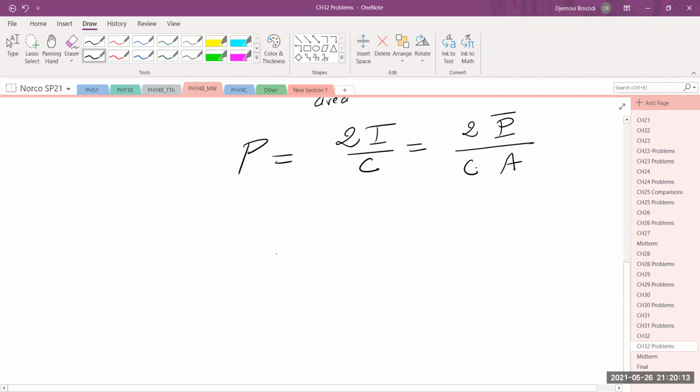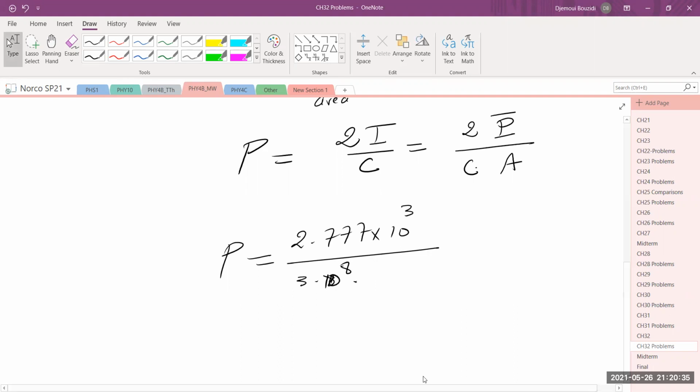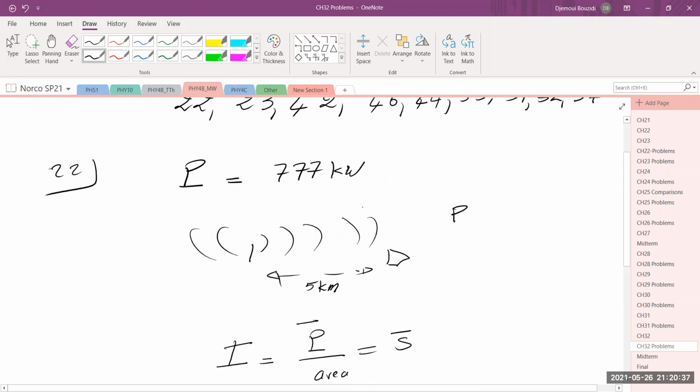So all I have to do now is plug in the numbers. The pressure will be 2 times 777 kilowatts, that is 10 to the power 3 watts, divided by the speed of light, which is 3 times 10 to the power 8, 300 million meters per second. And the area in this case, we need to know the area. It's this sphere of radius 5 kilometers, so the area should be 4 pi r squared. This is the area of a sphere.